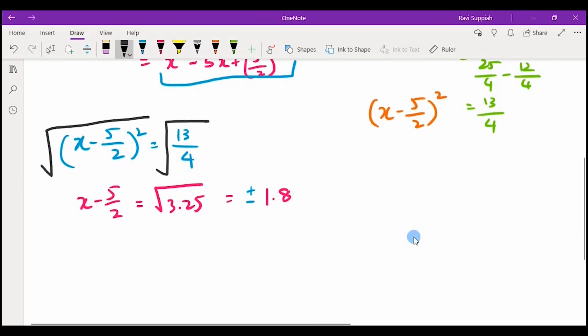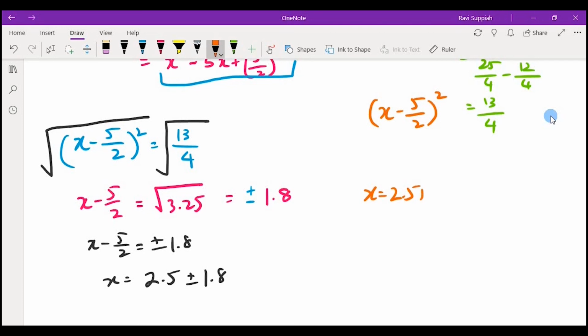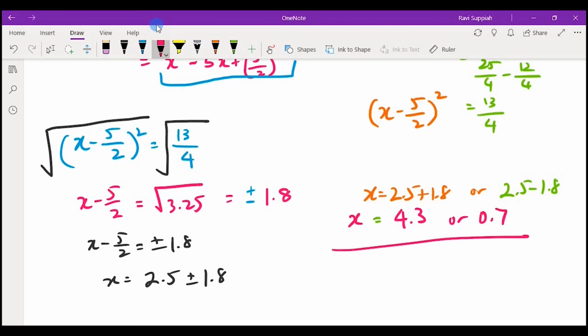The last step: we know that x minus 5 over 2 equals plus minus 1.8. So x equals, bringing the minus 5 over 2 over, 2.5 plus minus 1.8. The two answers are x equals 2.5 plus 1.8, or x equals 2.5 minus 1.8. So 2.5 plus 1.8 is 4.3, or 2.5 minus 1.8 is 0.7. These are the values for x.